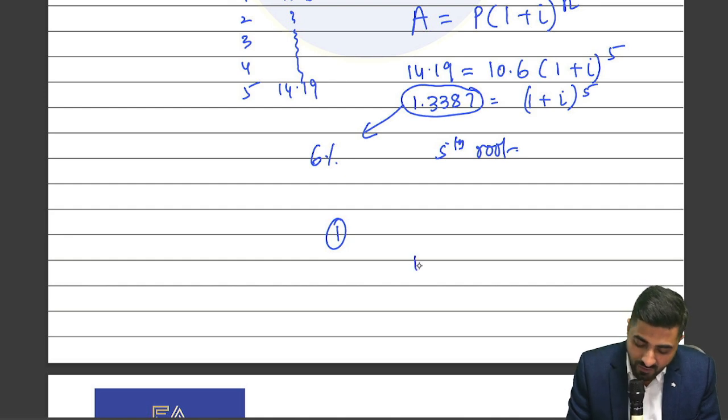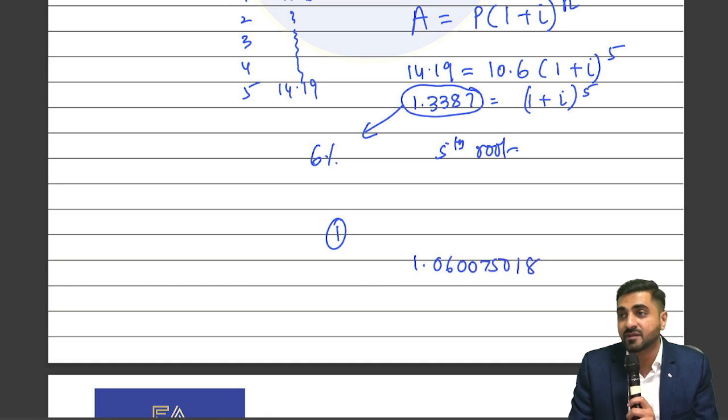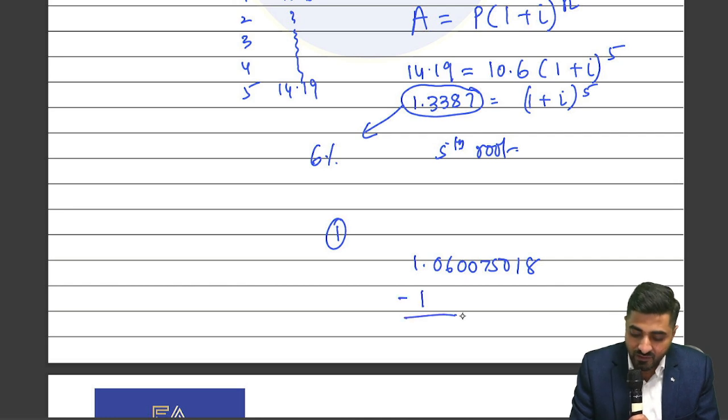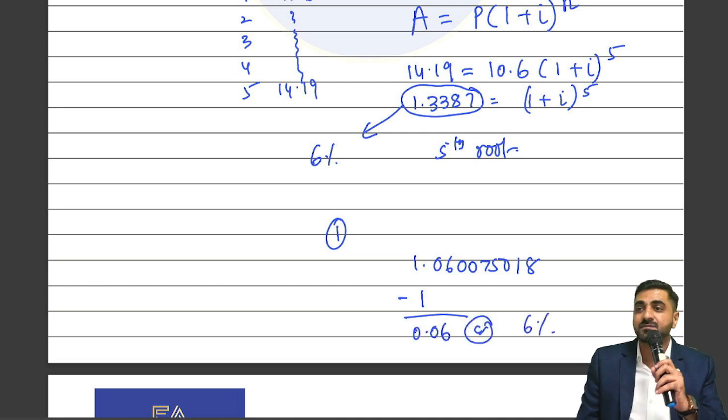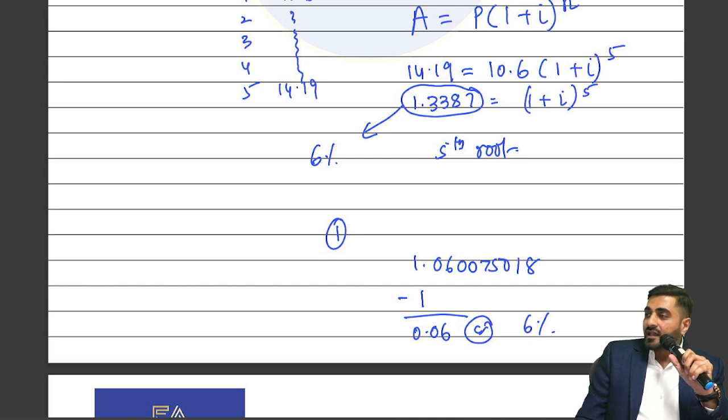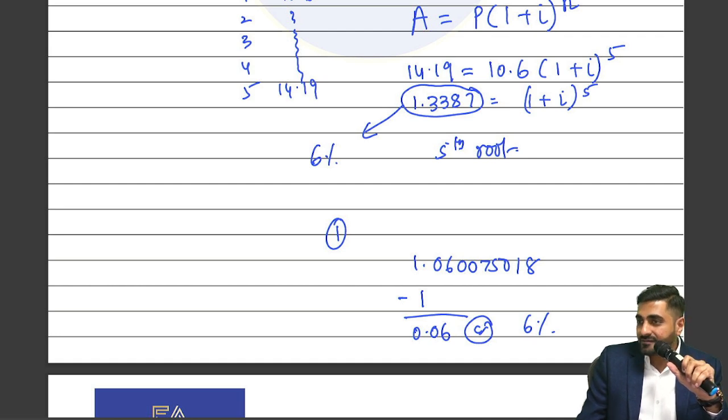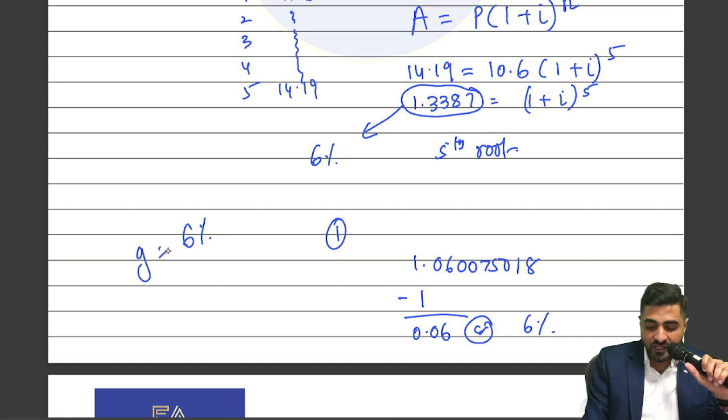Are you all getting 1.060075018 on your calculator? Then you subtract 1. You will be getting 0.06, also called the growth rate. If you do it 12 times, you'll get 1.06001, something like that, nearest to that. Do it 15 times or 12 times, anything. And on that basis, can we get the growth rate of 6%? Come on, yes or no?